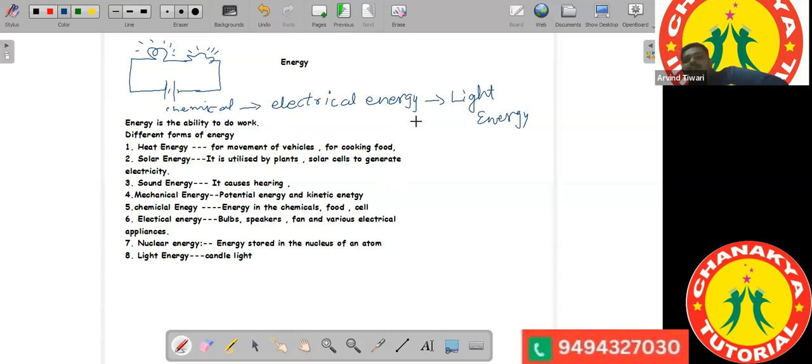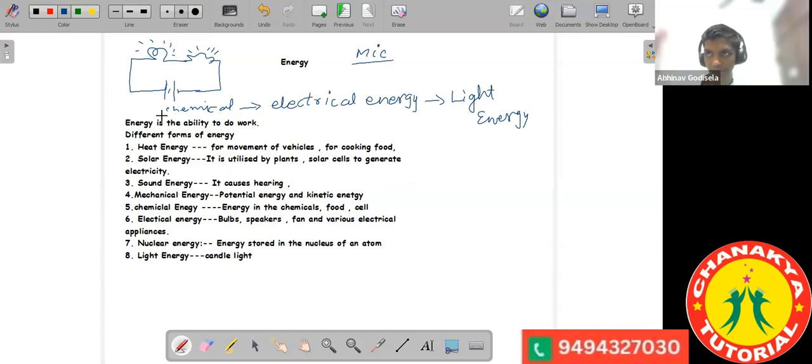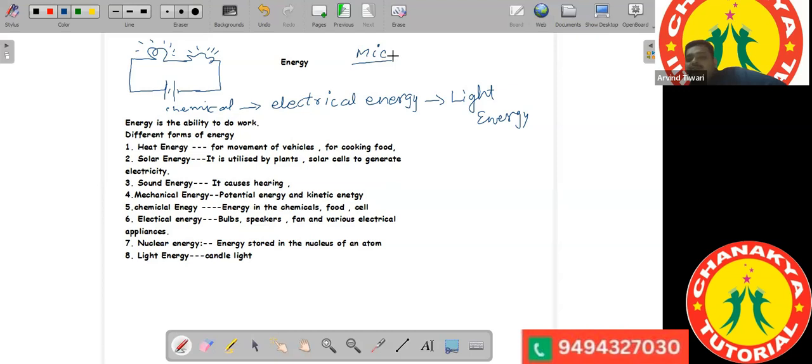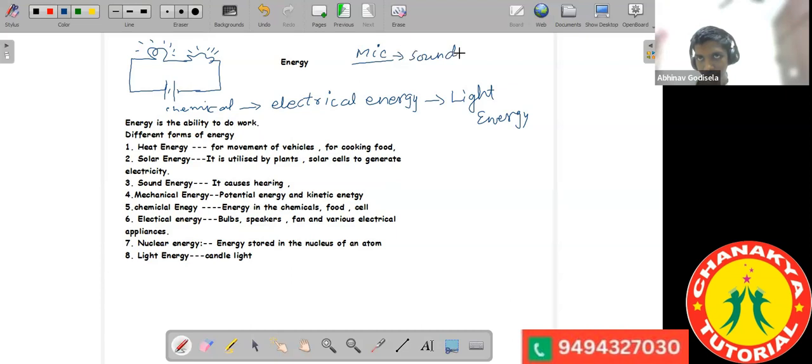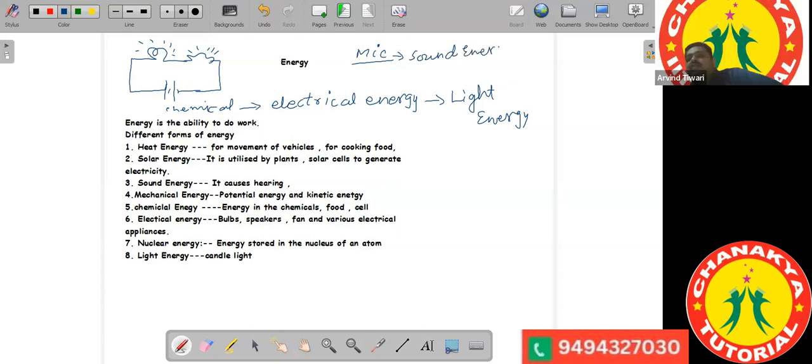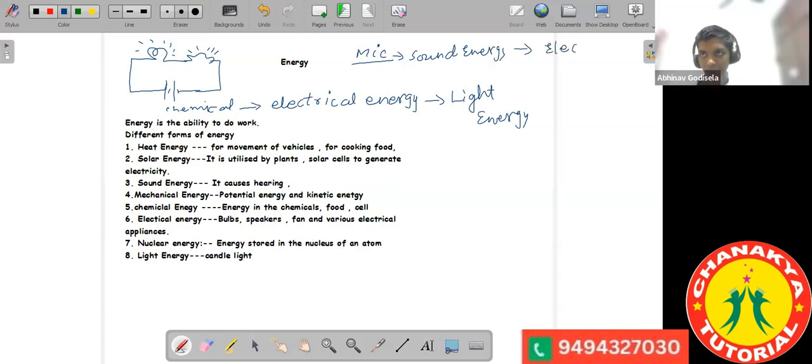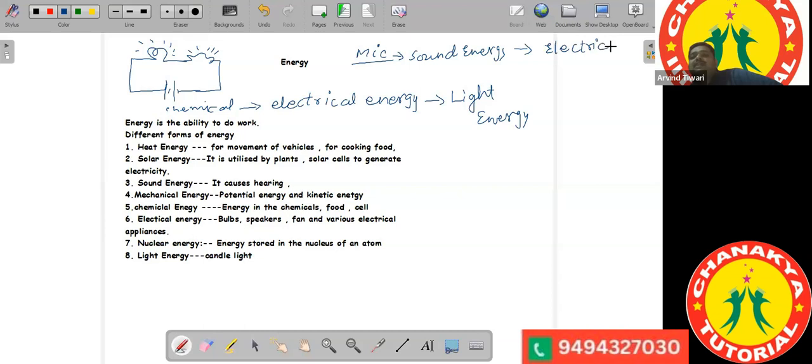Can you talk of what is the energy change that takes place in the mic? Can you explain the working of a mic then? I think it works on the same principle, right? It just amplifies our sound. It takes our sound from sound energy to electric energy. So isn't it different? It is kind of different, sir. It's converting your sound energy to electrical energy, right?